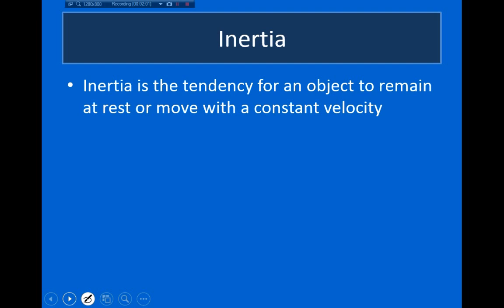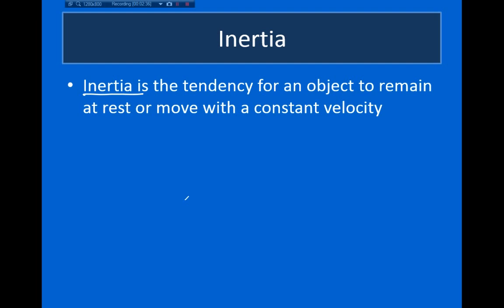And what we would say is that a car has a large inertia. So inertia is the tendency for an object that's at rest to continue to stay at rest, or the tendency for an object that's moving to continue to move with a constant velocity. So we would say something like a car has a very large inertia, because a car that's at rest tends to want to stay at rest. And a shopping cart has a very small inertia. But likewise, once the shopping cart is moving, it's pretty easy to bring it back to rest.